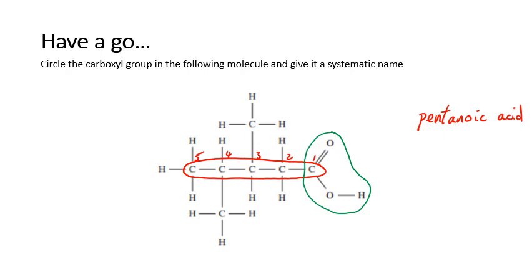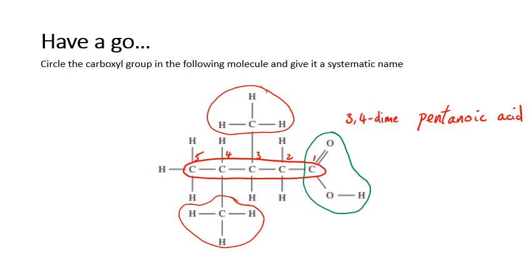It's a pentanoic acid. It's got a branch here that is coming off carbon 3, and it's a methyl. Another methyl branch coming off carbon 4. So we write 3,4 dimethyl pentanoic acid. And there's the name completed. 3,4 dimethyl pentanoic acid.